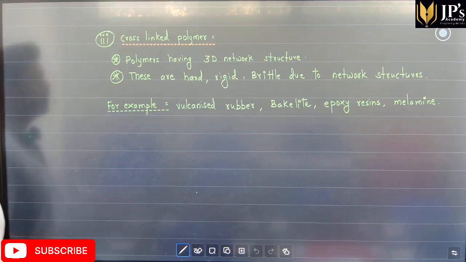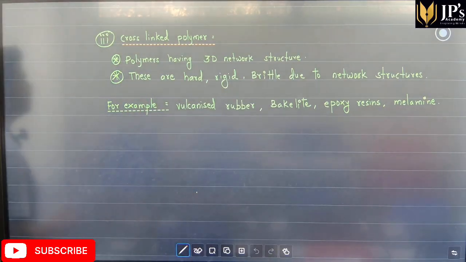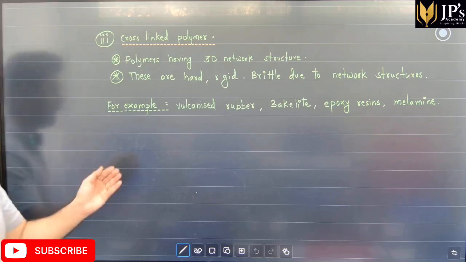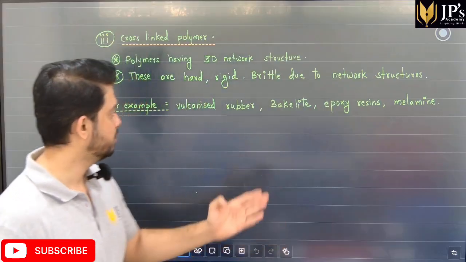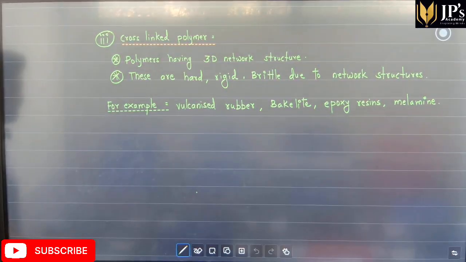Next, we have cross-linked polymers. Polymers which have 3D network structures. These are cross-linked polymers. They are hard, rigid and brittle due to the cross networking. For example, vulcanized rubber, bakelite, epoxy resins, melamine, etc.